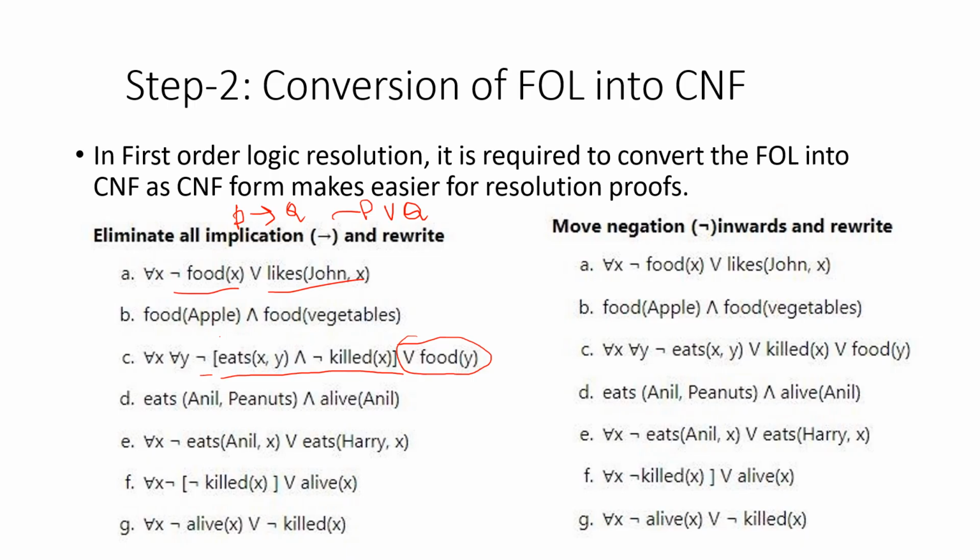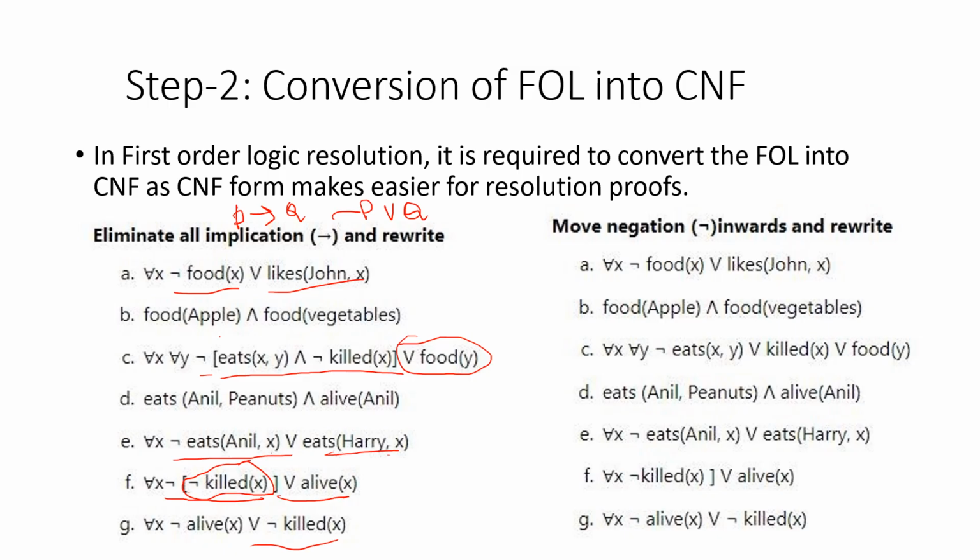There is no change. And then eats(Al, x) implies eats(Harry, x). So this will become the not P or Q form. Then here also the same thing. Not killed means alive(x). So here it will become not of P. This is P, and it will be put as not P or Q. Similar to this, also the same thing. Here we will put the not P or Q form.